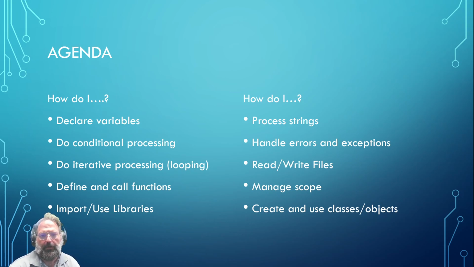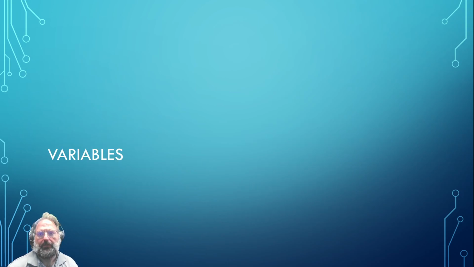How do I declare variables, do conditional processing, and so on? We'll talk about each of these and go through them in detail. Feel free whenever you're watching this to stop and come back and rewatch because it may make more sense. I'll try to go fairly quickly so that those of you who are familiar with it can skim through it.